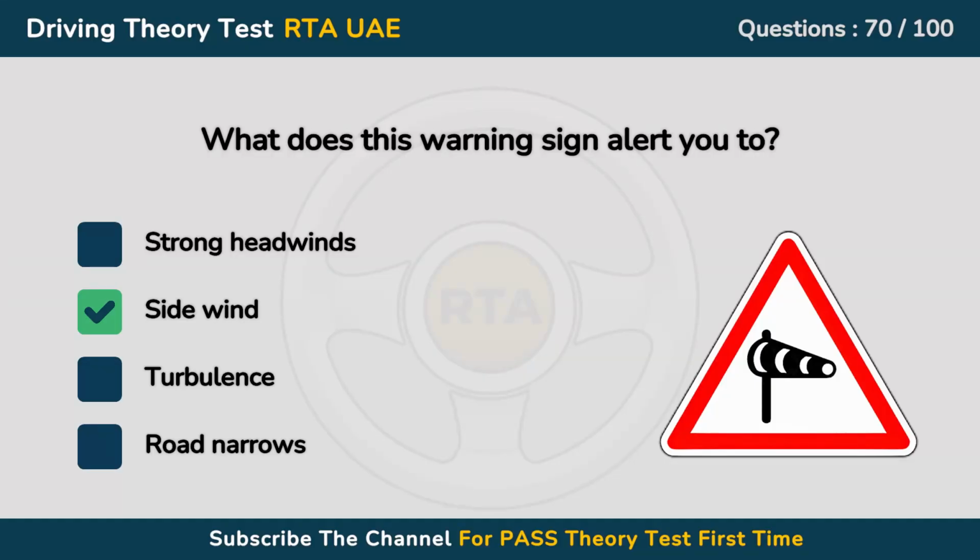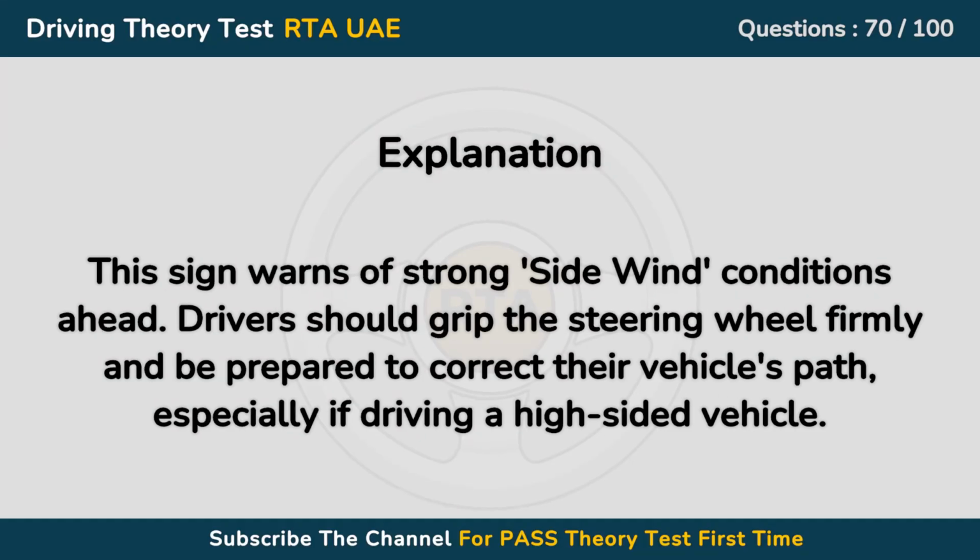Answer is B, side wind. This sign warns of strong side wind conditions ahead. Drivers should grip the steering wheel firmly and be prepared to correct their vehicle's path, especially if driving a high-sided vehicle.